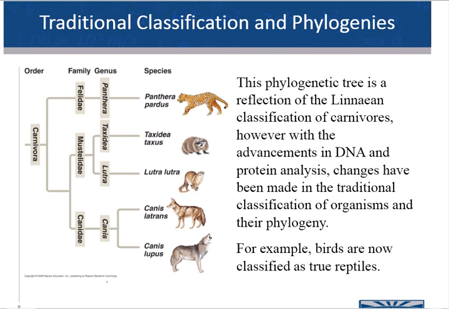Okay, so sometimes, like it says here, advances with DNA and protein may result in changes in the traditional classification. So I ask you again to think about why DNA is better evidence for evolutionary history than simply looking at physical traits.